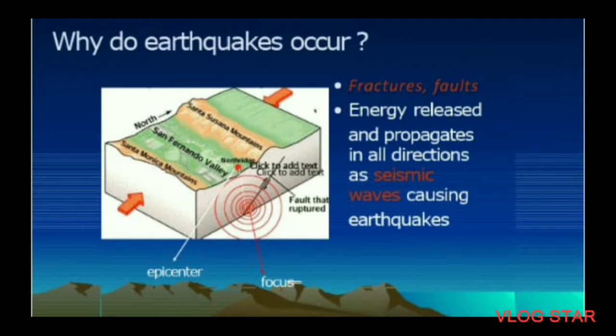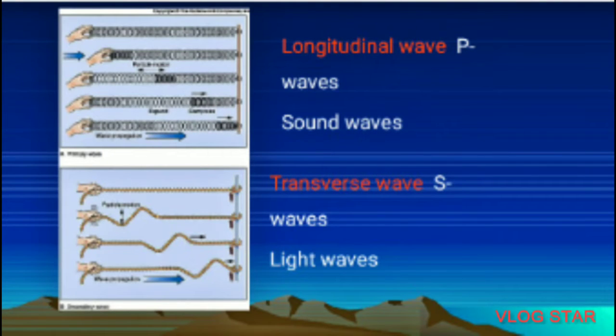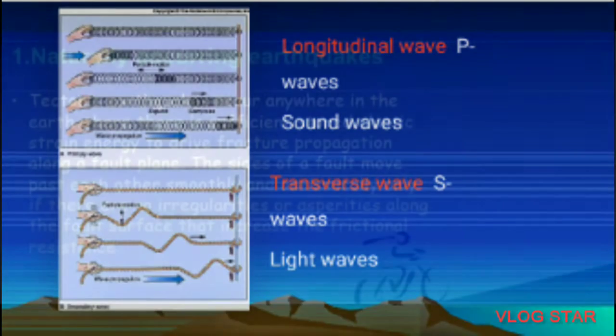Why do earthquakes occur? They may occur because of fractures or faults. Energy is released and it propagates in all directions as seismic waves, thus causing an earthquake. Longitudinal waves are P waves, also like sound waves. Transverse waves are S waves, also like light waves.